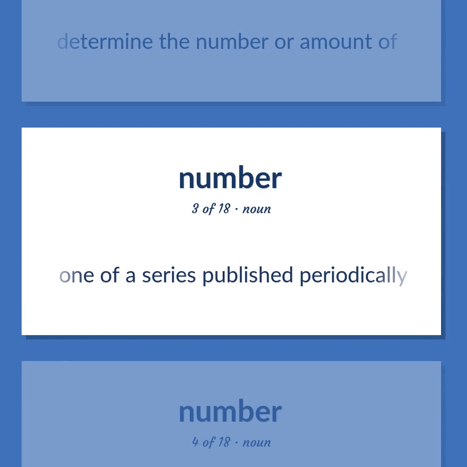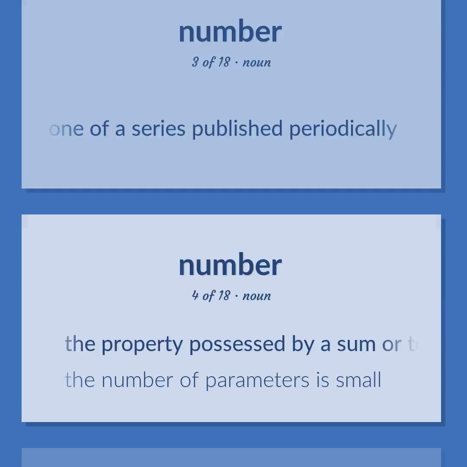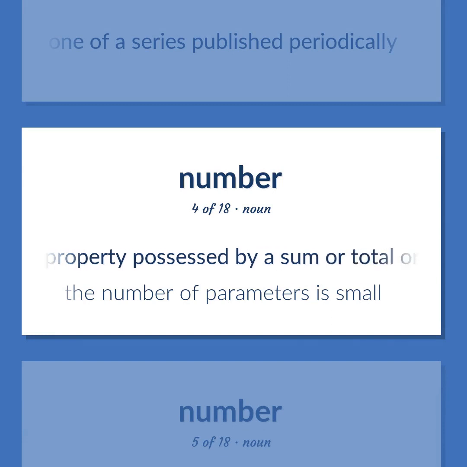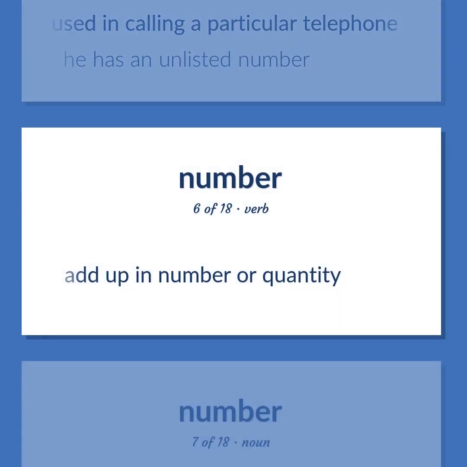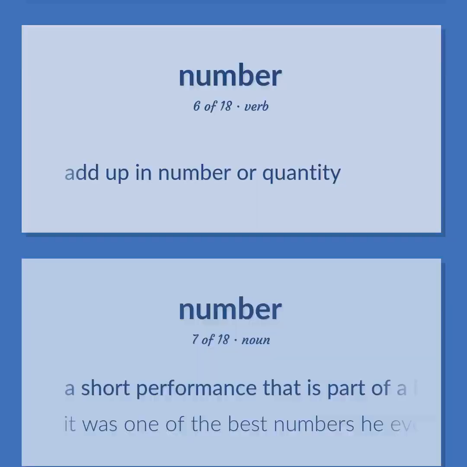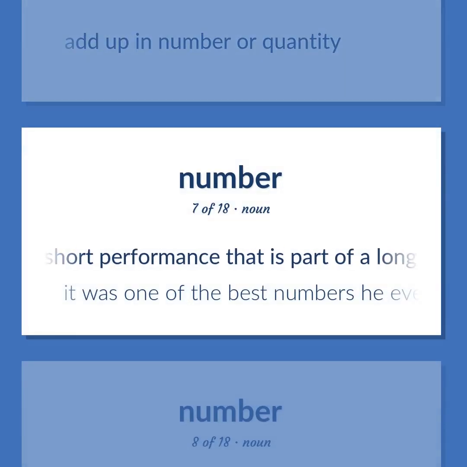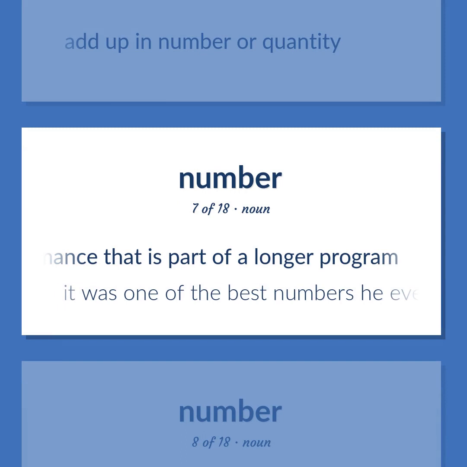One of a series published periodically. The property possessed by a sum or total or indefinite quantity of units or individuals. The number of parameters is small. The number is used in calling a particular telephone. He has an unlisted number. Add up in number or quantity. A short performance that is part of a longer program. It was one of the best numbers he ever did.